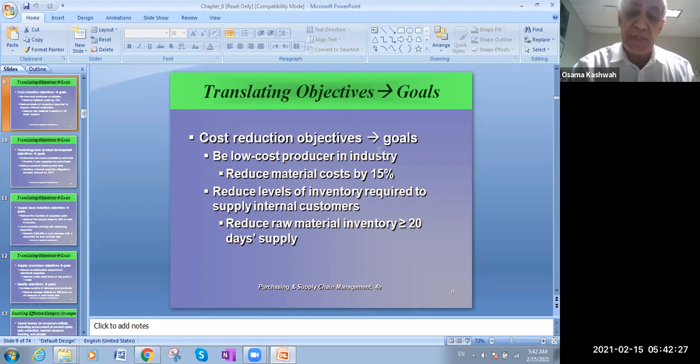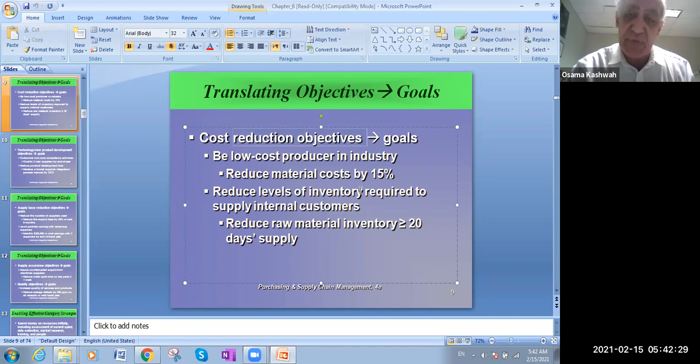Cost reduction objectives. If the objective is cost reduction, then the goals are to be low cost producer in the industry. I will try to reduce the costs, reduce material costs by 15%, reduce levels of inventory because the inventory itself needs money to keep it. The holding cost is called the holding costs. So I will try to reduce the holding costs. Reduce raw materials on inventory. Okay, so those are all. I'm trying by using this strategy, cost reduction, to reduce the costs.